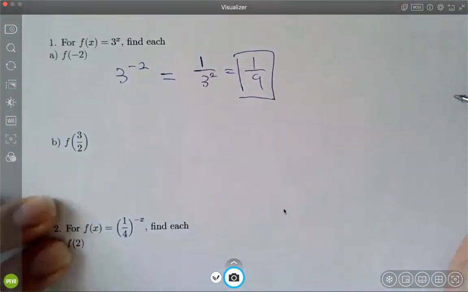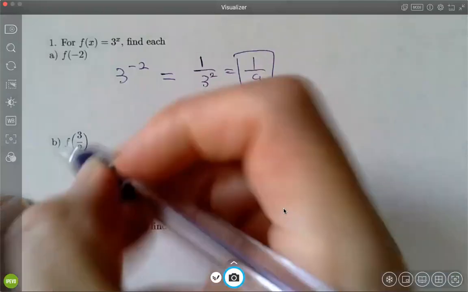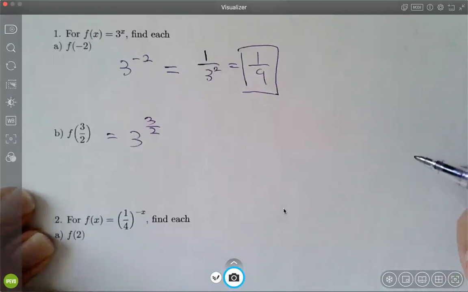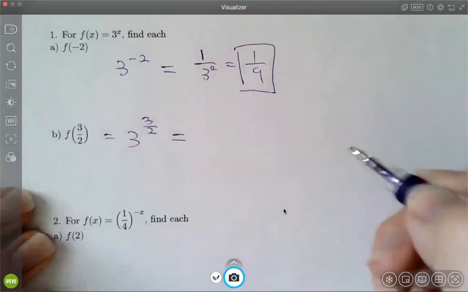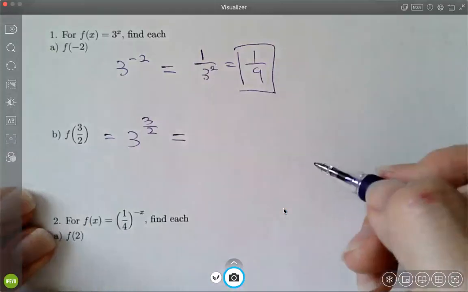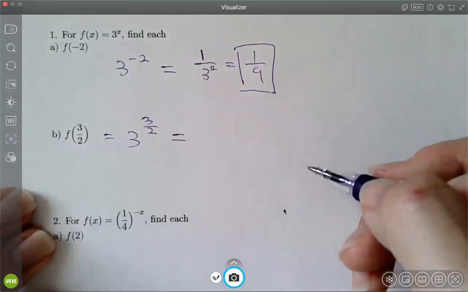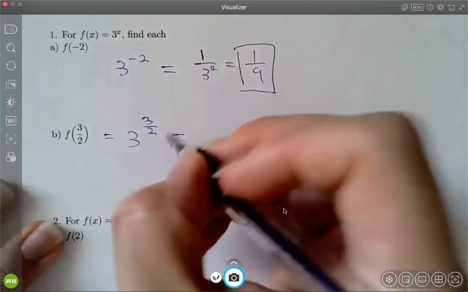And now f of 3/2. This means 3 to the power 3/2. We covered this in, I think, chapter 1, but there is a way to convert this into a radical expression, some kind of root. Hopefully you remember this. Now, what kind of root do we have? Cube root or square root? Square root, yes.